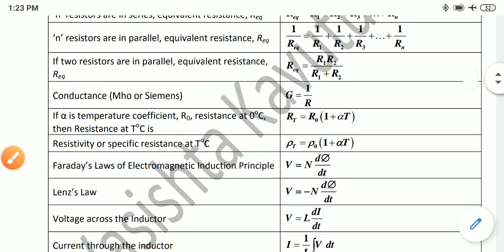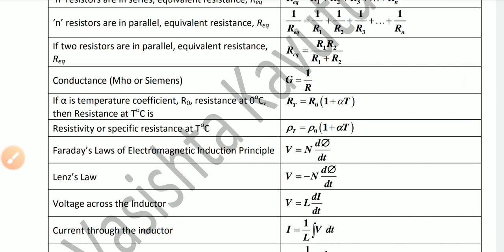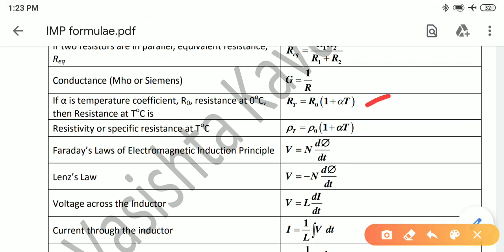Next, if alpha is the temperature coefficient and R naught is the resistance at 0 degrees centigrade, then the resistance at T degrees centigrade is given as RT is equal to R naught into 1 plus alpha T, where RT is the resistance at T degrees, R naught is the resistance at 0 degrees, alpha is the temperature coefficient. Next, the resistivity or specific resistance at T degree centigrade is given as rho T is equal to rho naught into 1 plus alpha T, because resistance is directly proportional to resistivity. That's why we are getting this relation.